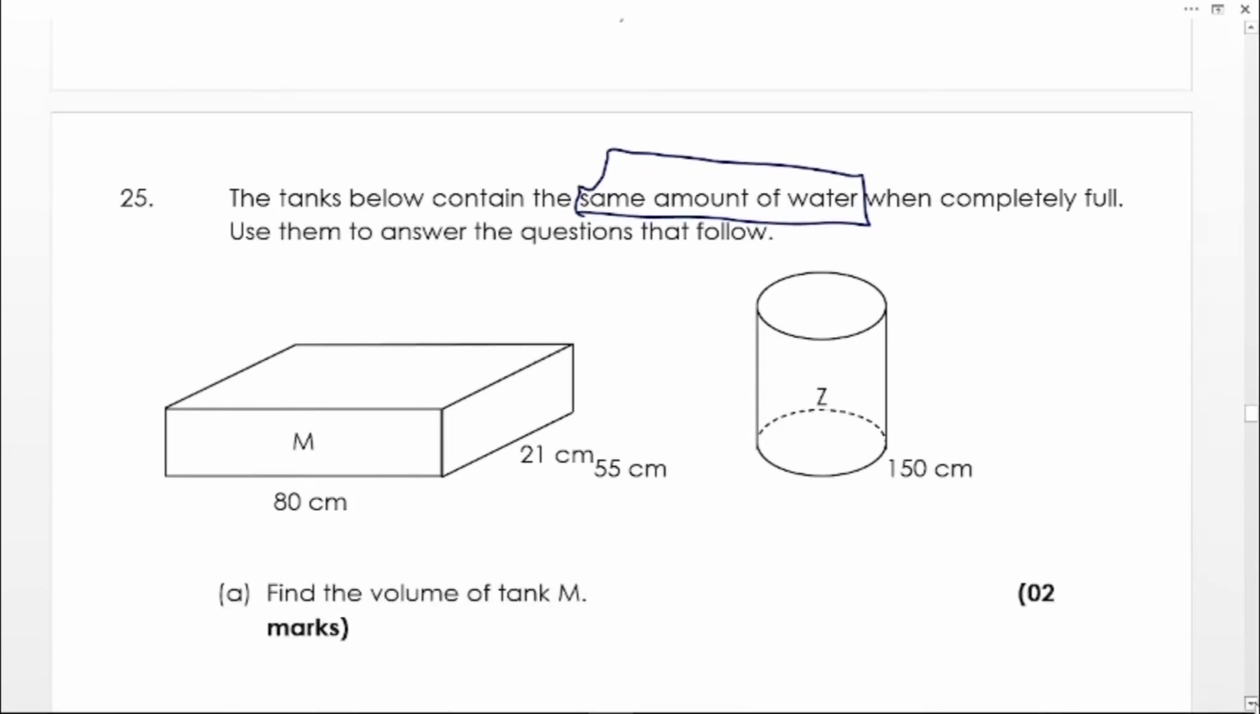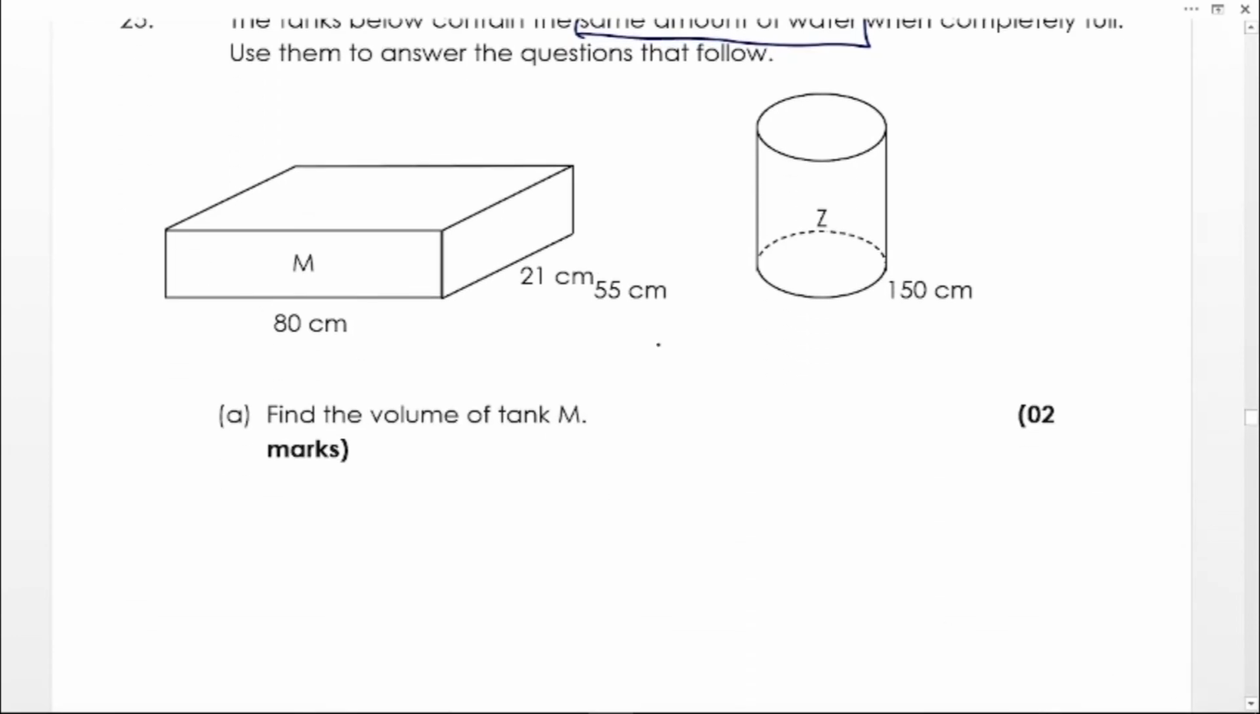Let us continue. We are having a rectangular tank and also the cylindrical tank. So they are saying find the volume of tank M. Sorry, this one is for the height here. Now volume of this tank is equal to base area times the height, whereby the base area of this one is length by width times its height. Therefore we are going to have 80 centimeters times 21 centimeters times 55 centimeters.